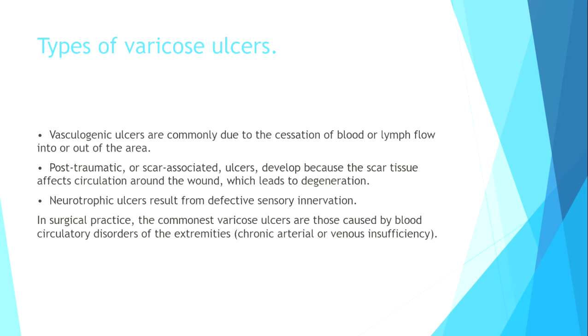Types of varicose ulcers. Vasculogenic ulcers are commonly due to the cessation of blood or lymph flow into or out of the area. Post-traumatic or scar-associated ulcers develop because the scar tissue affects circulation around the wound, which leads to degeneration. Neurotrophic ulcers result from defective sensory innervation. In surgical practice, the commonest varicose ulcers are those caused by blood circulatory disorders of the extremities, chronic arterial or venous insufficiency.